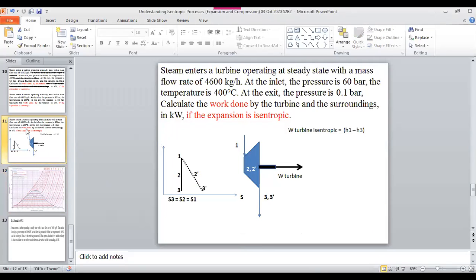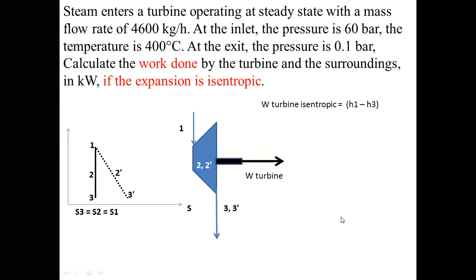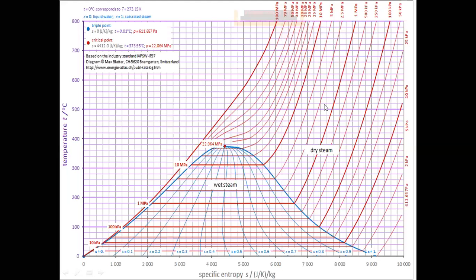Here, in this question also, I did a little editing. Calculate the work done by the turbine. So here, W turbine isentropic is H1 minus H3. When we can evaluate H1 and H3 separately, you can get H1 minus H3. And this is for 1 kg.